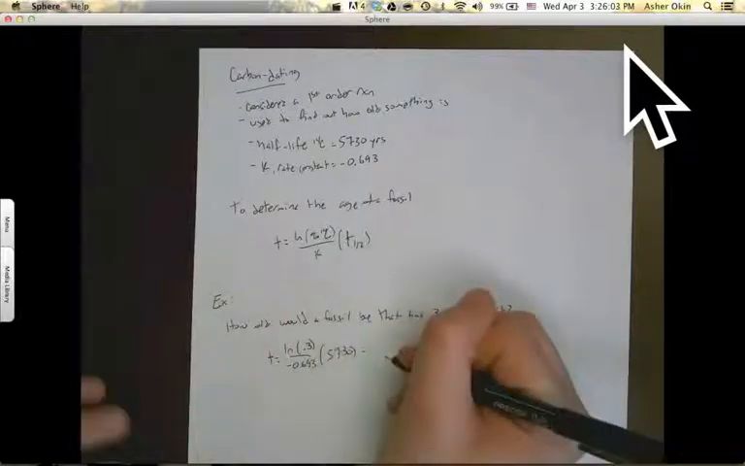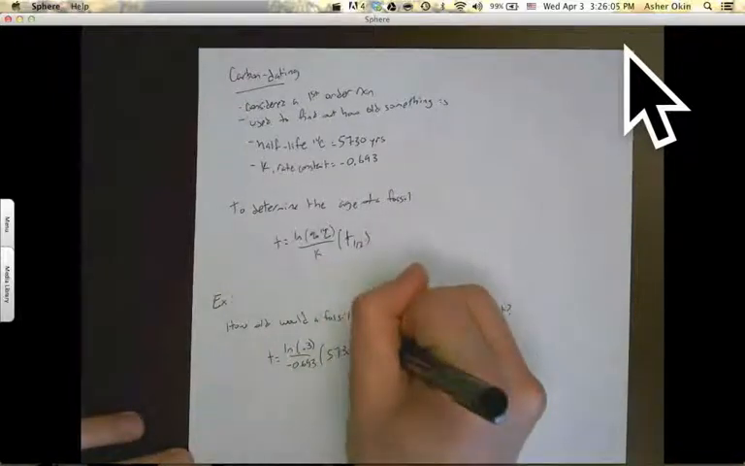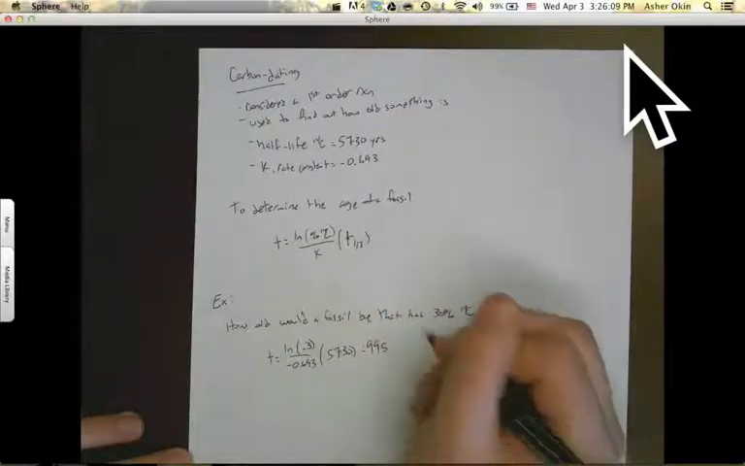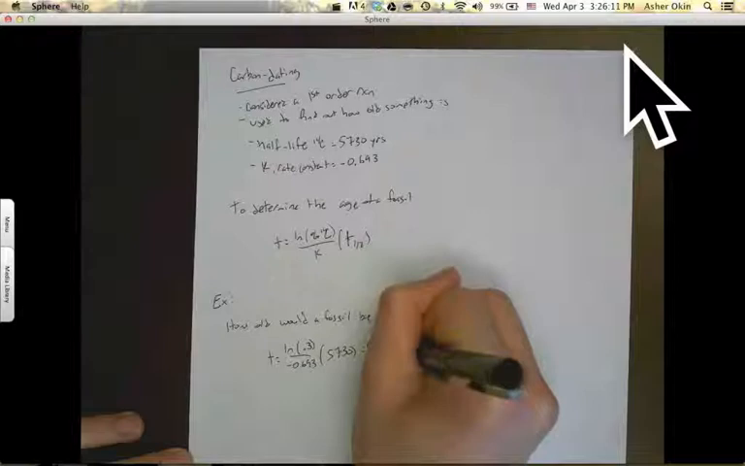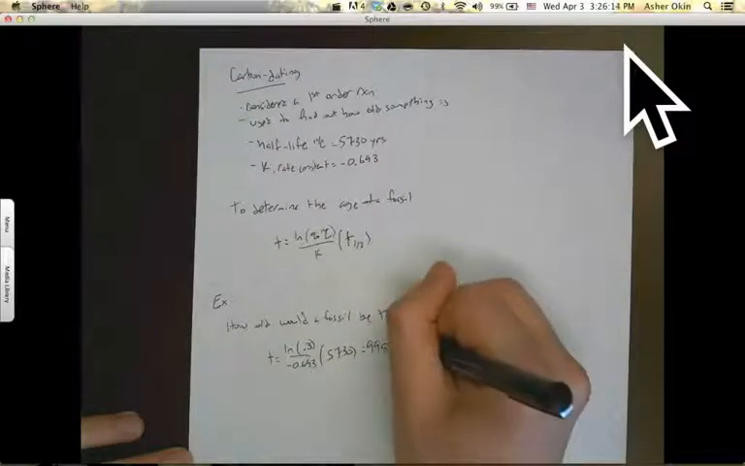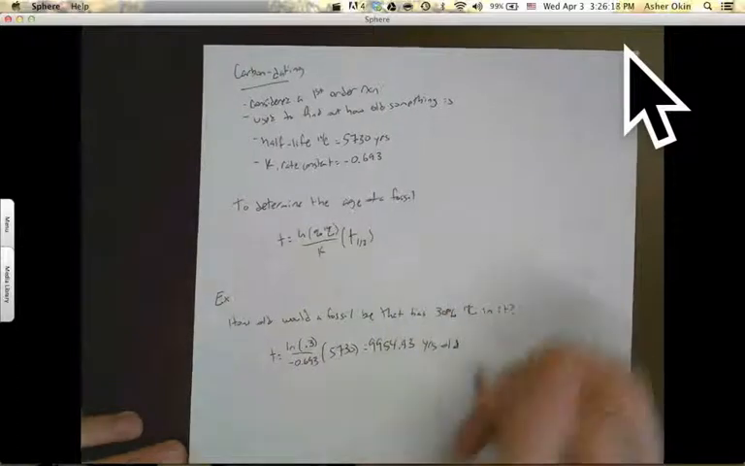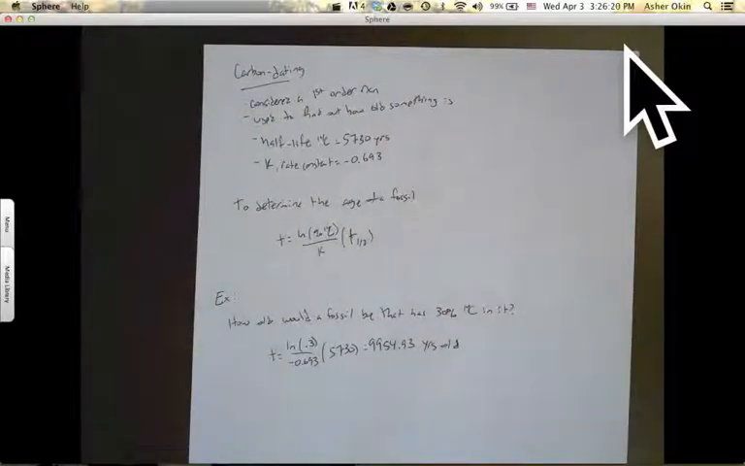And if we do that and we plug everything in correctly, we're going to find out that the age of the fossil is just around 10,000 years old. So it's going to be something like that. That's basically how you use carbon dating and how you use half-lives to determine how old something is.